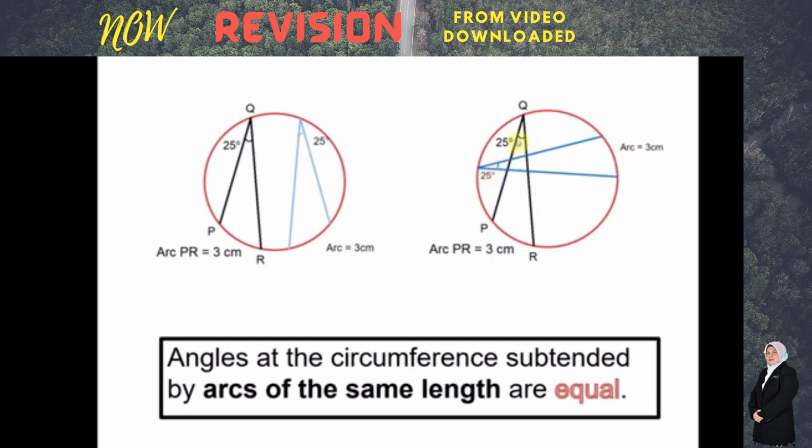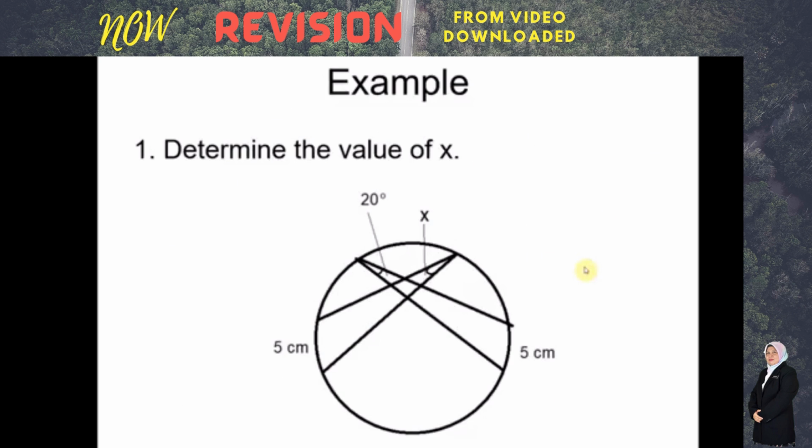They are equal. We try examples. Example number 1, determine the value of x. The angle x is subtended by this arc, and the length of this arc is 5. Then we have another angle here, subtended by an arc which is also 5 centimeters long. When the length of the arc is the same, the angles are the same. So x is 20 degrees. Example number 2.